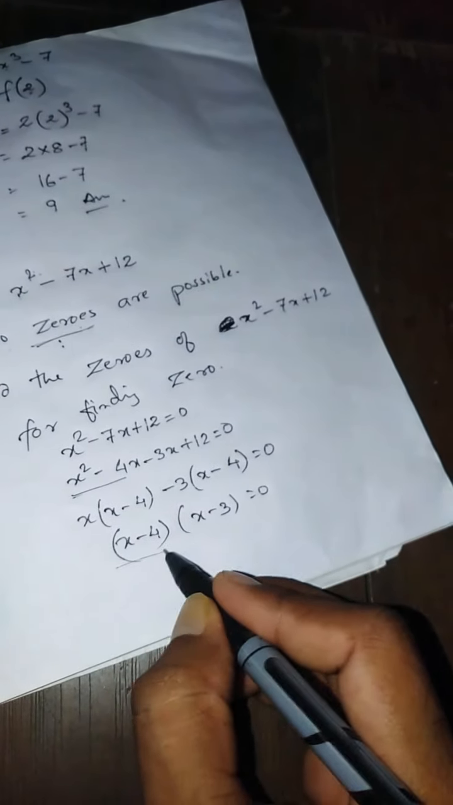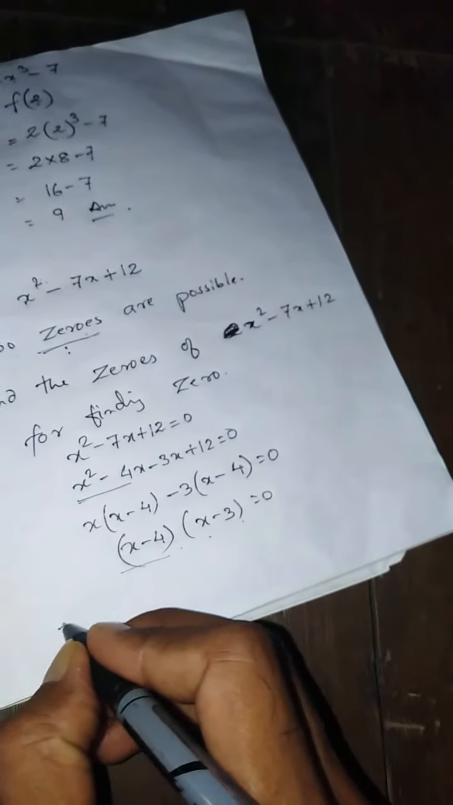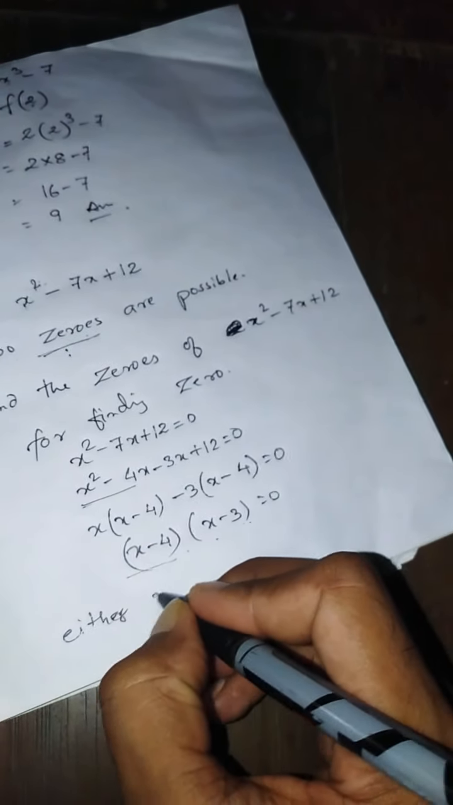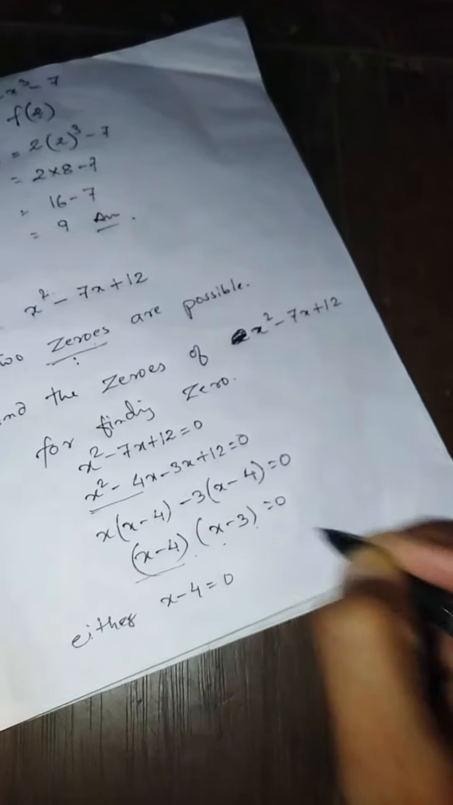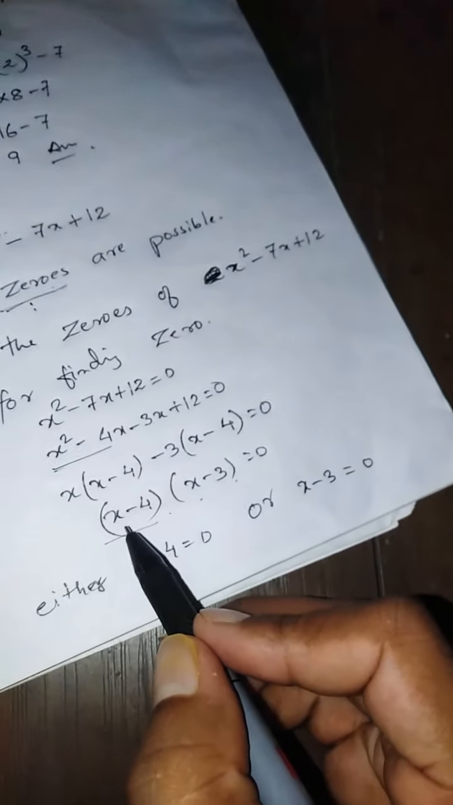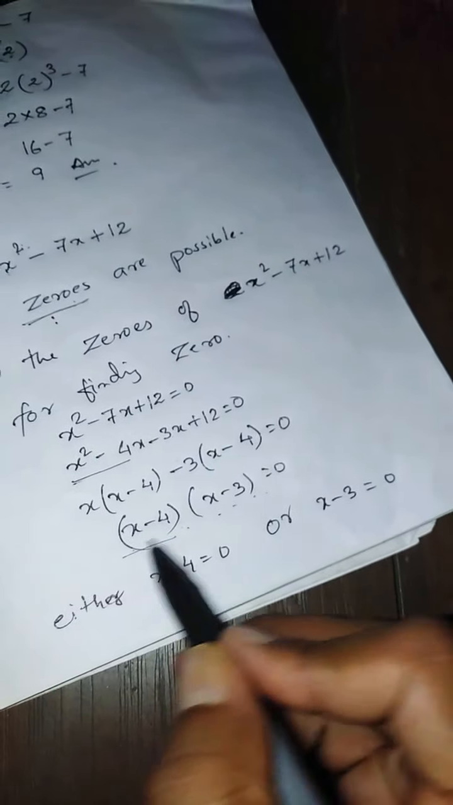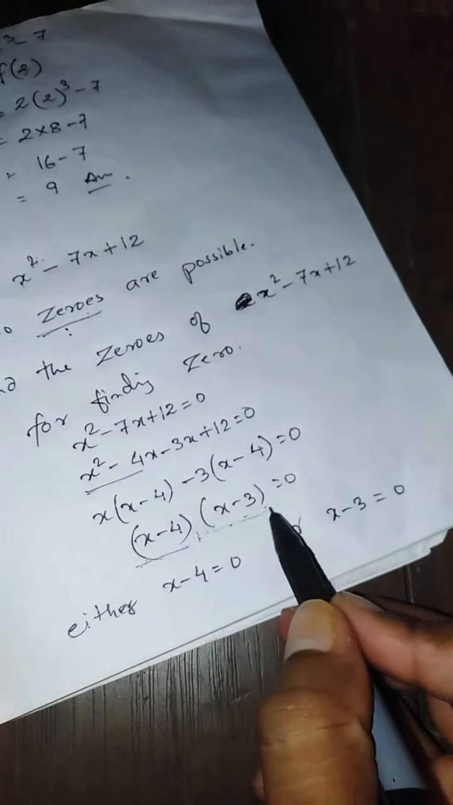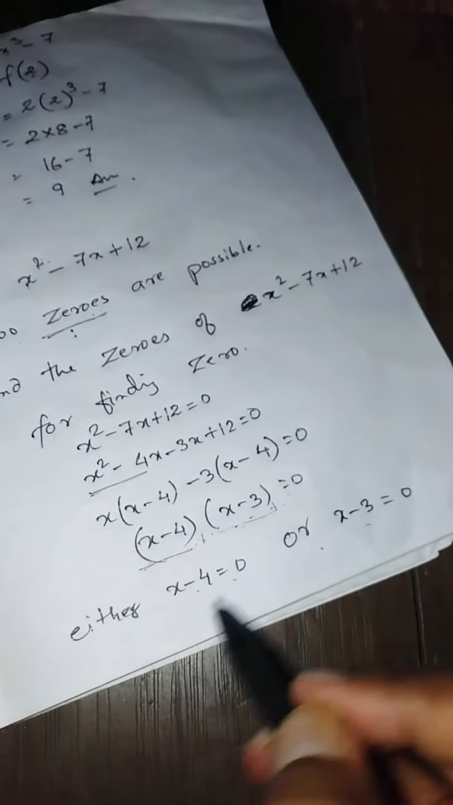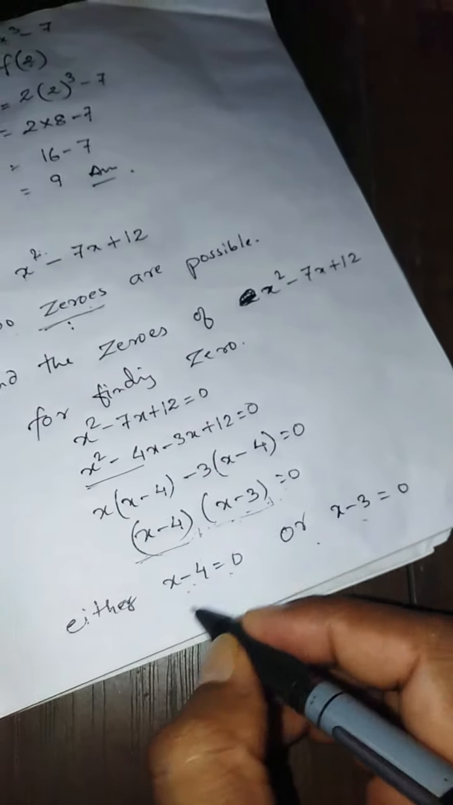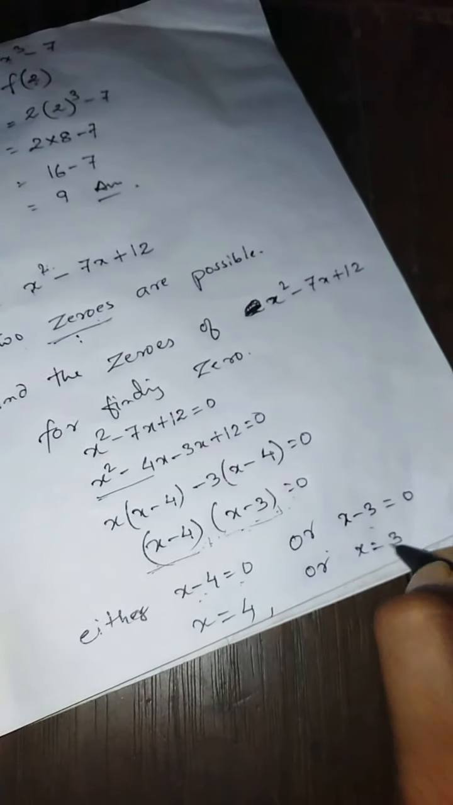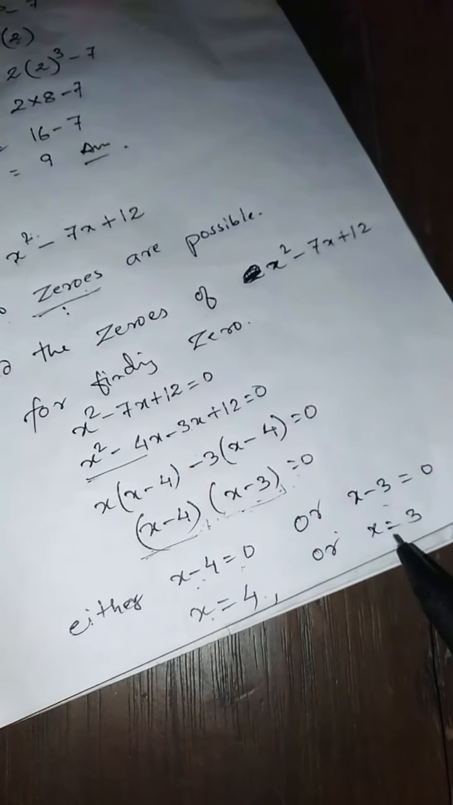Now multiplication of two terms equal to 0. It means either, this may be new for you, either first term equal to 0 or second term equal to 0. Whenever multiplication of two terms equal to 0 comes, this term into its second term equal to 0, it means either first term equal to 0 or second term equal to 0. So if first term equal to 0, it means x equal to how much? 4. And from here x equal to how much? 3. So we got x equal to 4 and x equal to 3.